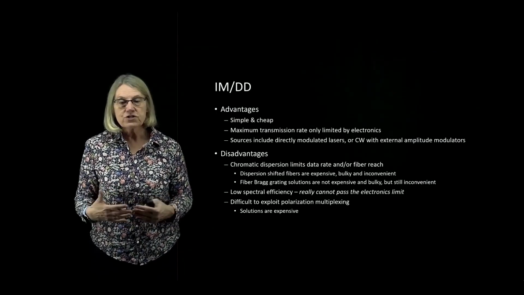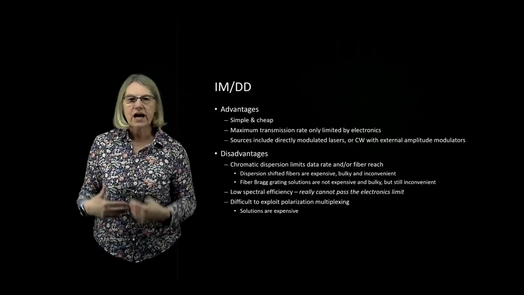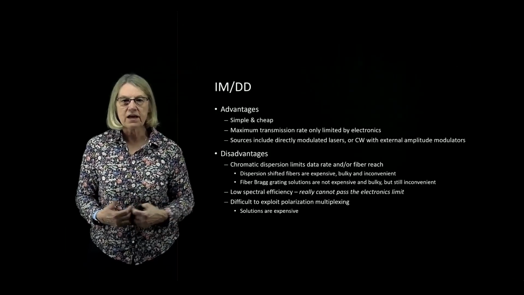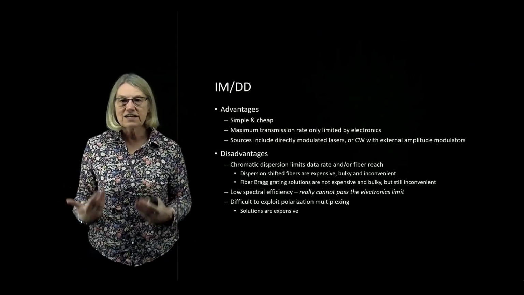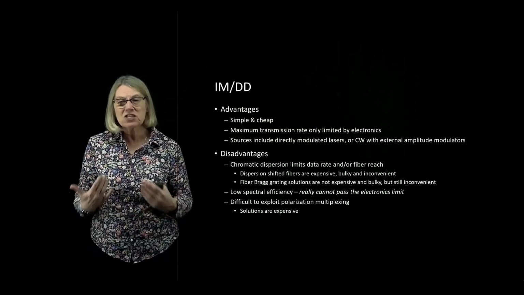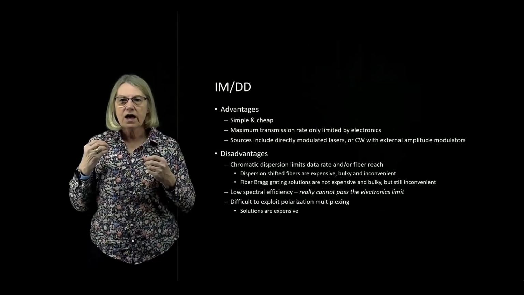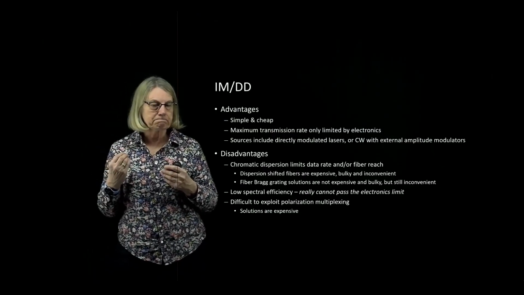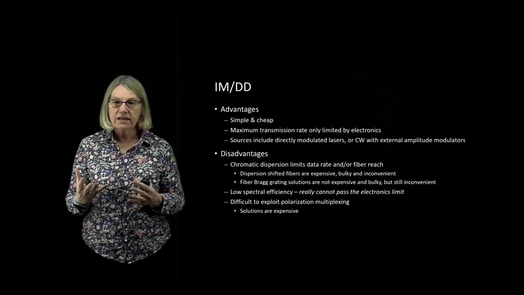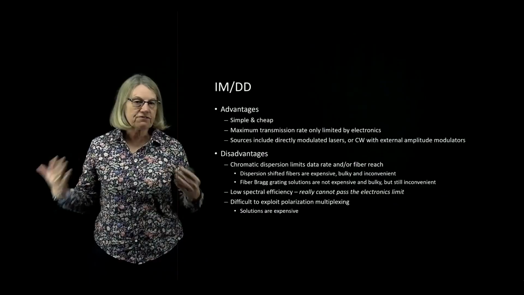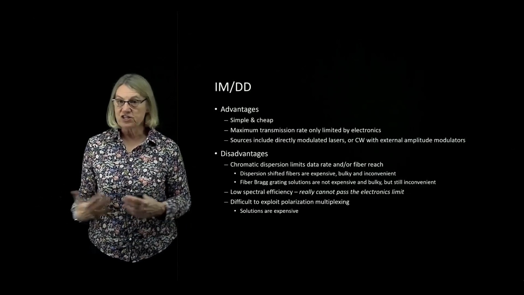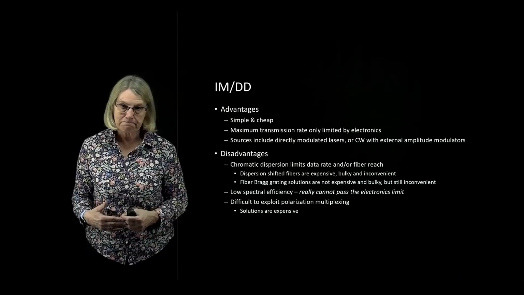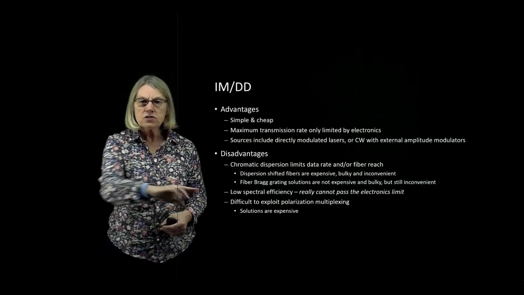Another one is to use some device which can compensate the dispersion, such as a fiber Bragg grating. These solutions are less expensive and less bulky, but they're still inconvenient. They're still effective only for a given length, and it's just difficult to manage and deploy in complex networks such as mesh networks with interconnections.